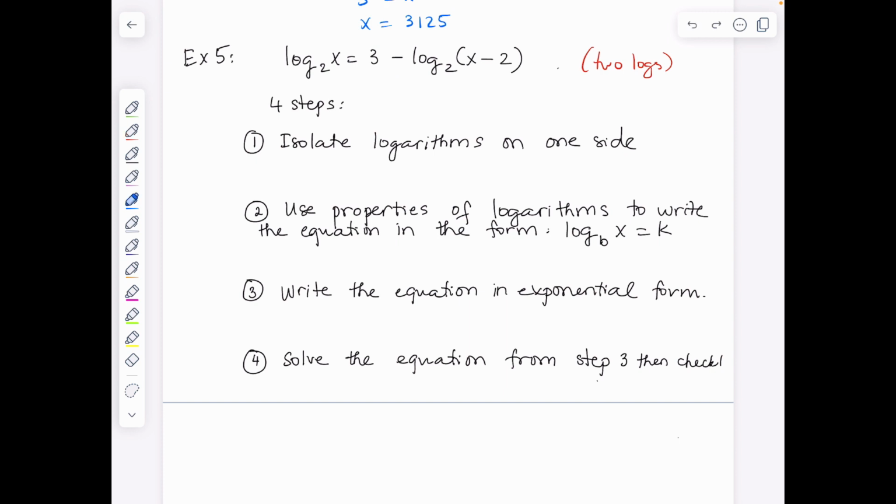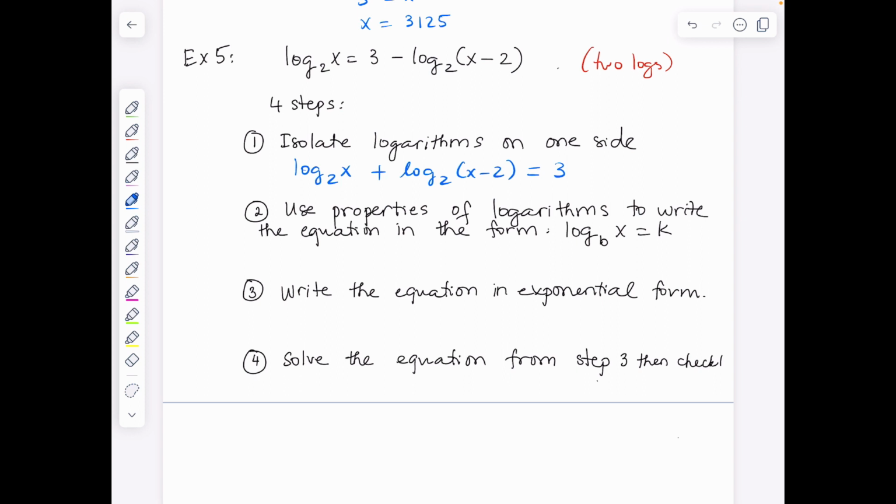Step 1, isolate logarithms on one side. Right now, the logs, one is on each side. I want them to be on the same side. So I have log base 2 of x, and then move the other log over. It will become plus log base 2 of x minus 2. Now we're going to leave the constant 3 on the other side.